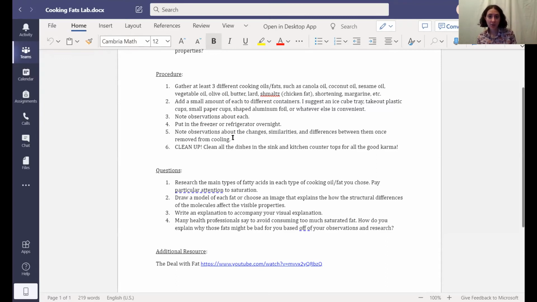The last question is that generally speaking, health professionals say it's probably a good idea to limit your saturated fats. Based on what you have seen and observed in this lab, why do you think that might be true? What would be some negatives to eating lots of saturated fats?